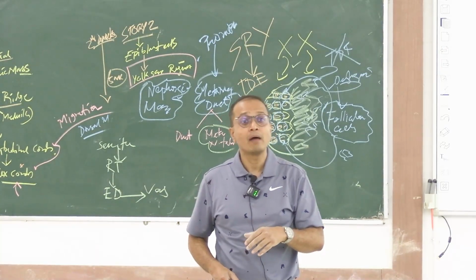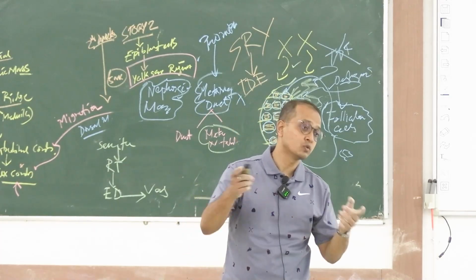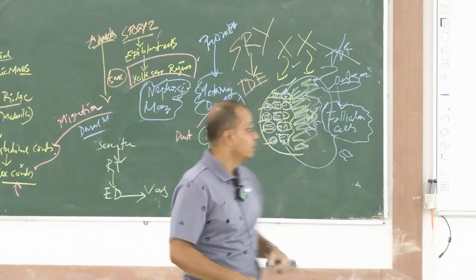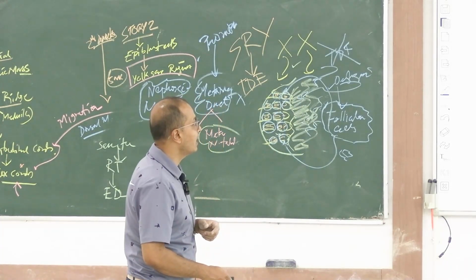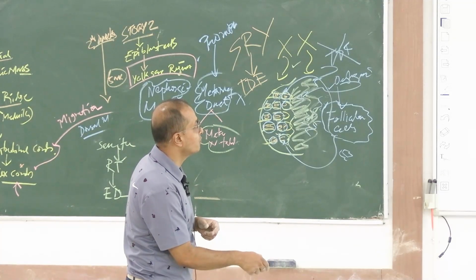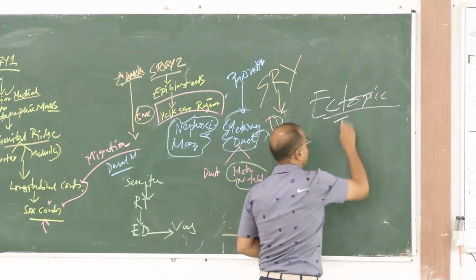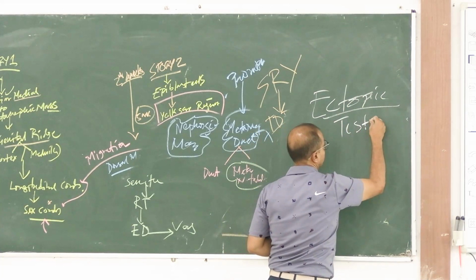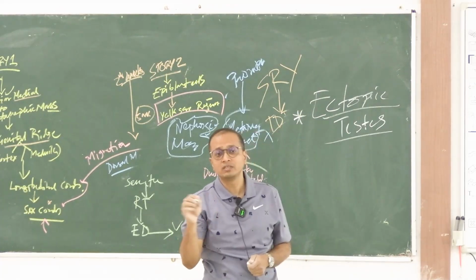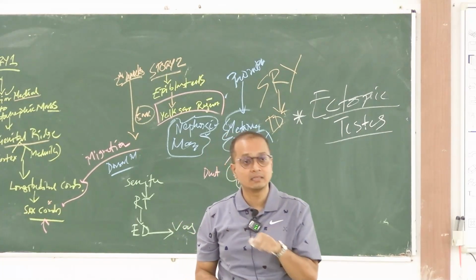Now, if it has gone rogue, migrated elsewhere, didn't follow the track, caught the wrong bus and taken a detour, then we call this phenomenon ectopic position of the testes. These are two conditions that you have to differentiate during examination: ectopic testes and undescended testes.